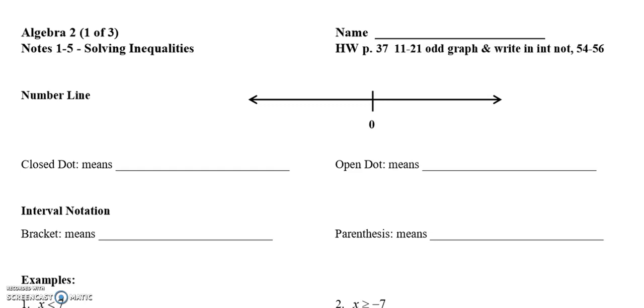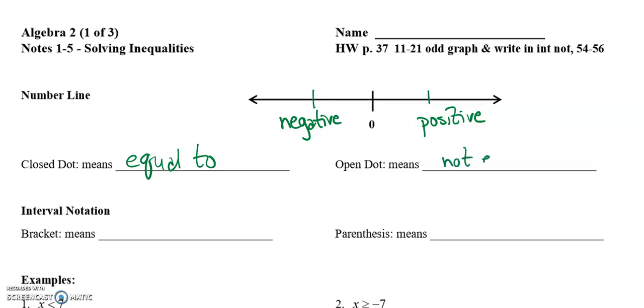Remember, on a number line, the values to the left of the 0 are the negative numbers, and the values to the right are the positive numbers. And we want to make sure we put those in the right order. What does a closed dot mean? On a number line, a closed dot means equal to. So that means you can actually equal the particular value where the dot is. And if it's an open dot, it means not equal to. It means I'm going to include everything right up to it, just not the actual number itself.